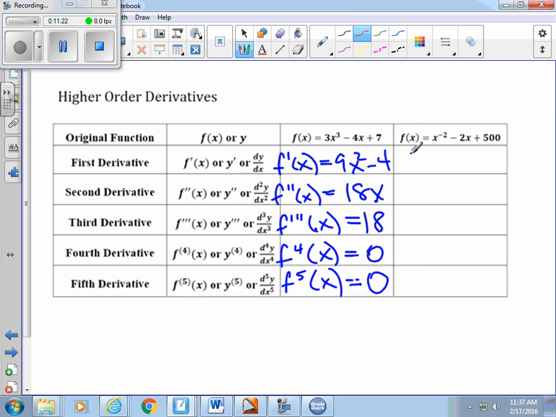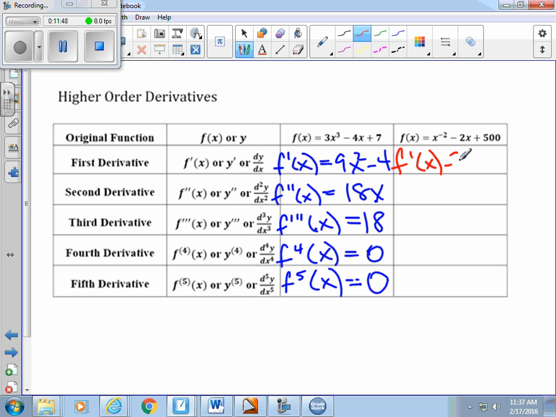Okay, the next one. This says x to the negative 2, minus 2x plus 500. Is this one ever going to go away? No. Why not? It's already past 0. It's already negative, so when I subtract from those negative exponents, they're going to be bigger negatives, right? So it's just going to keep going.